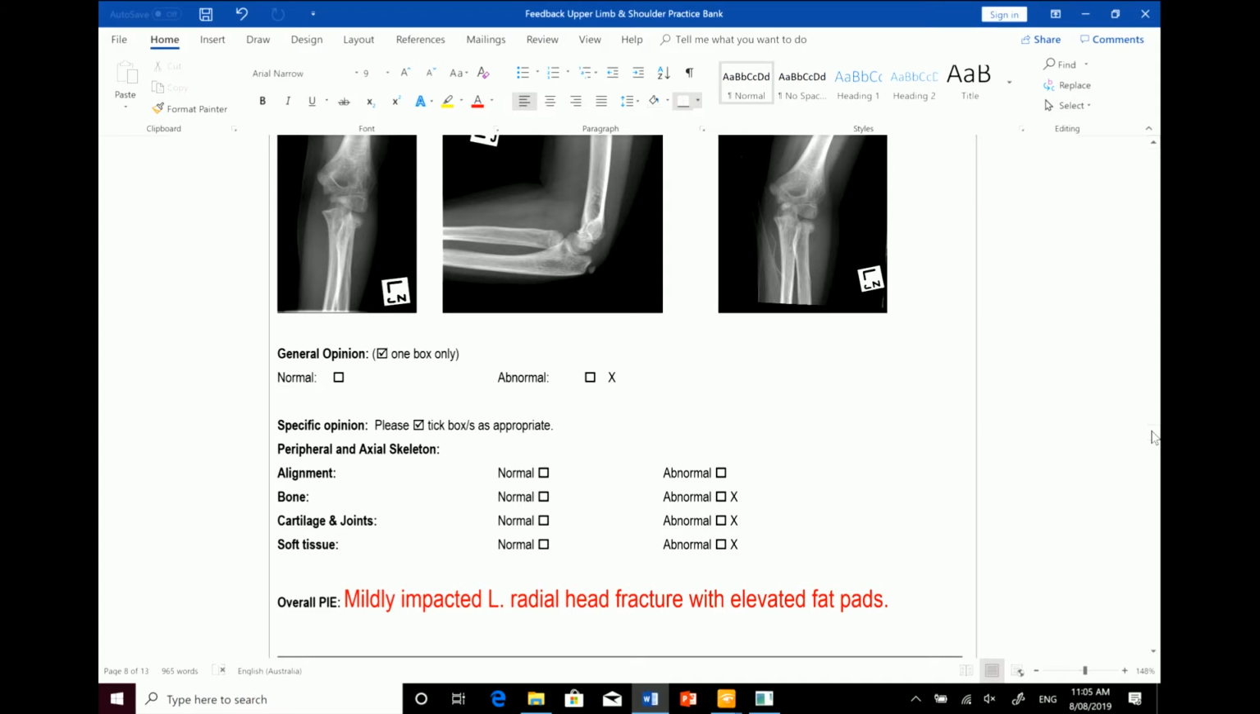So the case is abnormal. The bone is abnormal. It involves the elbow joint, and there are elevated fat pads, which makes the soft tissues abnormal. So the overall preliminary image evaluation should be something like there's a mildly displaced, mildly impacted radial head fracture with elevated fat pads.